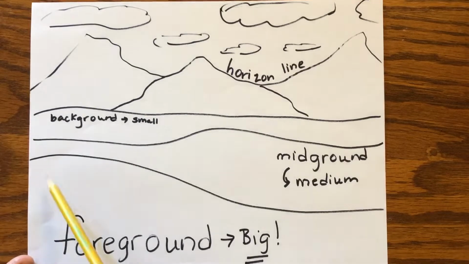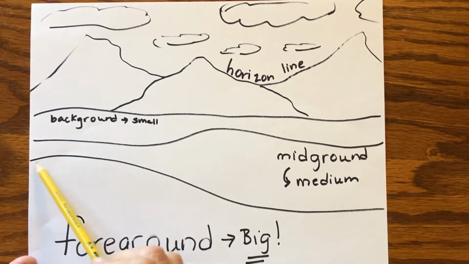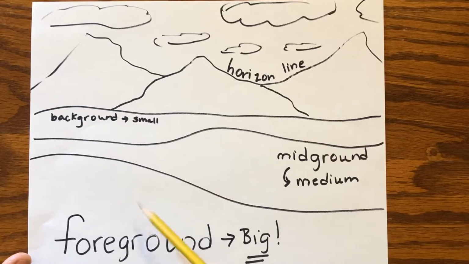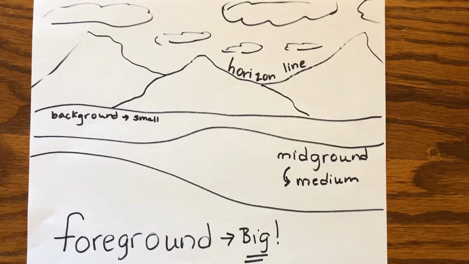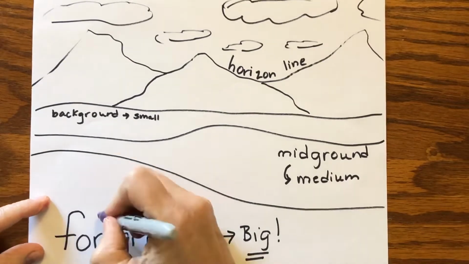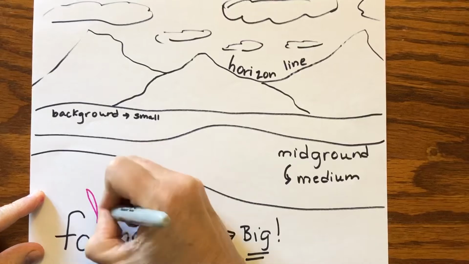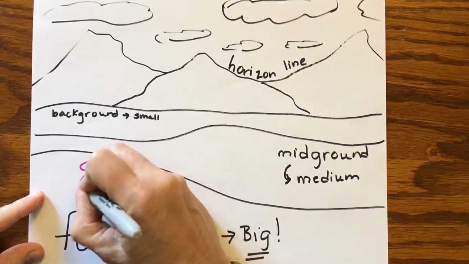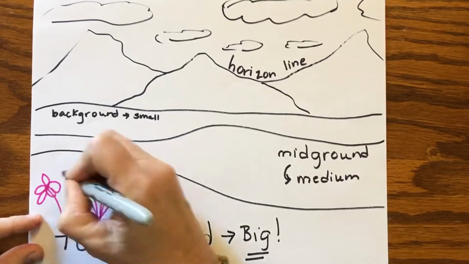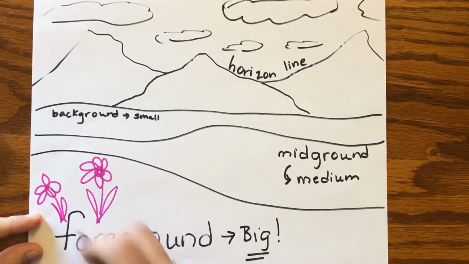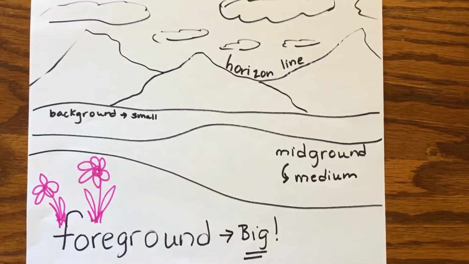So we have our foreground. That's the part that's supposed to look like it's really close to you, and we draw everything here big. So if I were going to draw a flower in this picture, I would want to make sure I draw it really big if it's in the foreground. I want to make it look like it's really close to me. That way it looks like it's close, like I could reach right out and pick that flower.